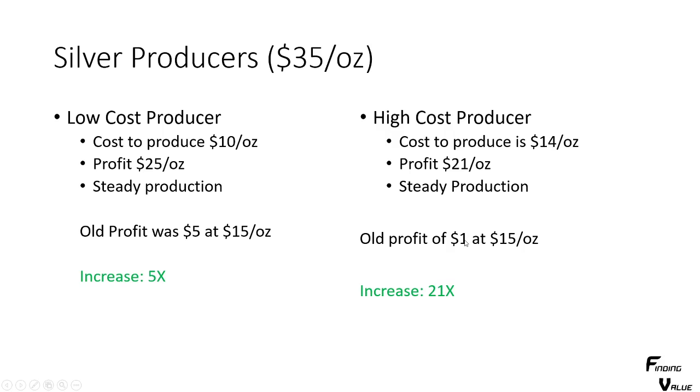Your high cost producer was $14 to produce, now its profit is $21. But it was at $1. So the increase between $21 and $1 is 21x. This is your return because this is your increase in profit. 5x versus 21x. This is why high cost producers in a rising price environment do so well.